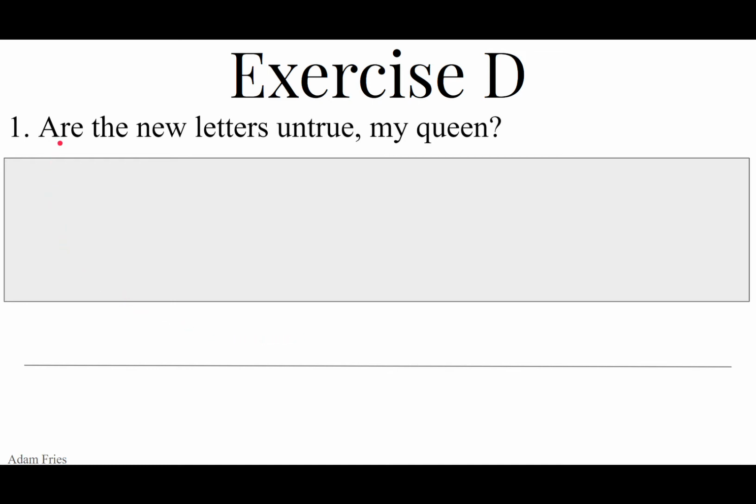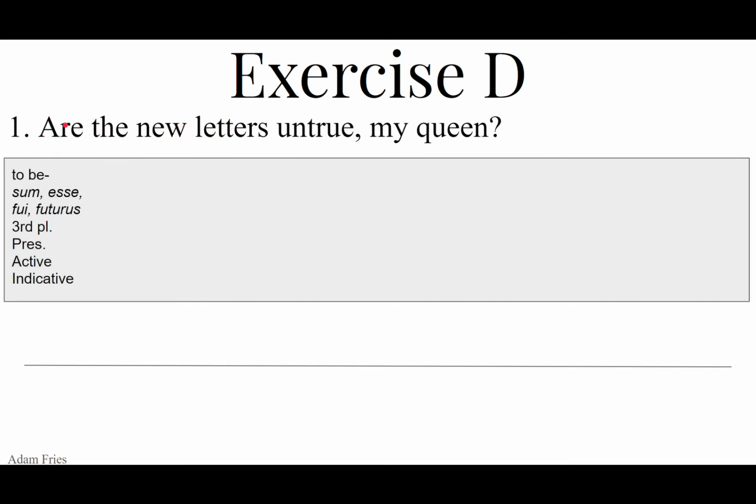So, define the subject of the sentence. Ask yourself, who or what is doing the action of the verb? Who or what are? What is? What are there? There are new letters. The new letters are untrue. So the new letters are the subject. We have are, a linking verb, and that is to be.